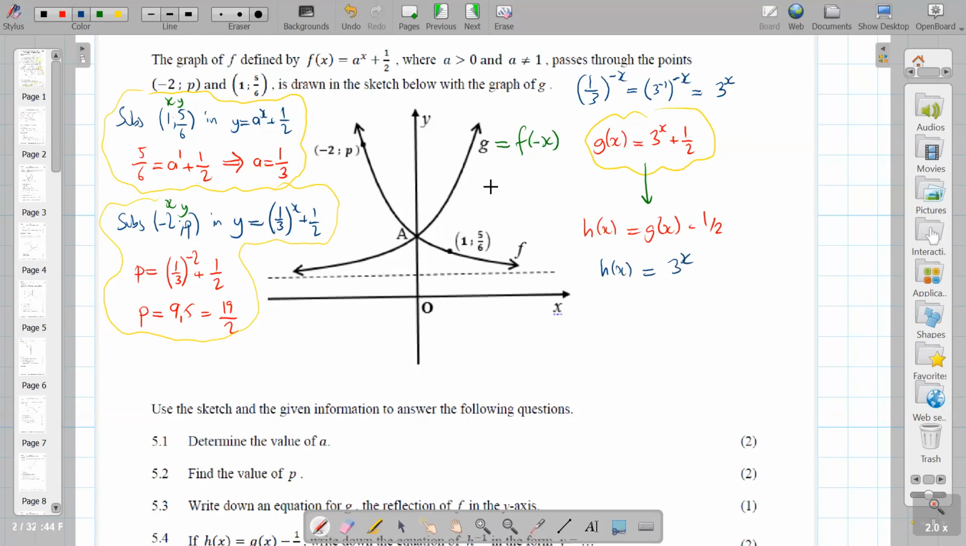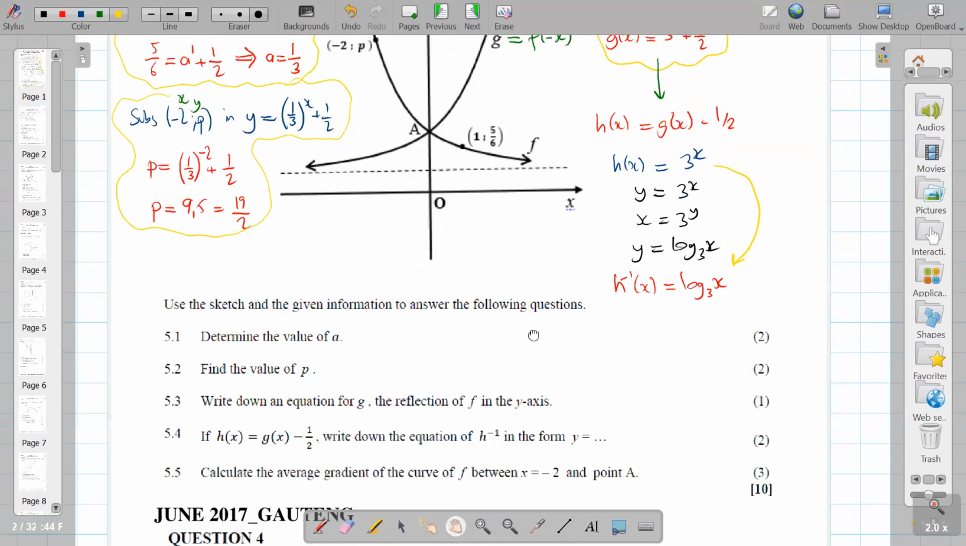And you know how to get the inverse of this, but let's write it the long way. You substitute y and swap x and y, so 3 to the power of y, and then y is equal to log base 3 of x. So basically the inverse function of h is log base 3 of x. You can remember, if you have 3 to the power of x, its inverse is log base 3 of x, just like that.